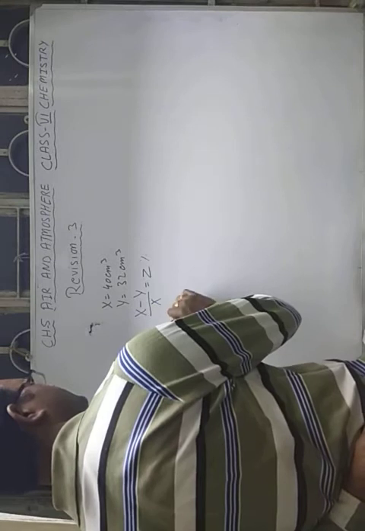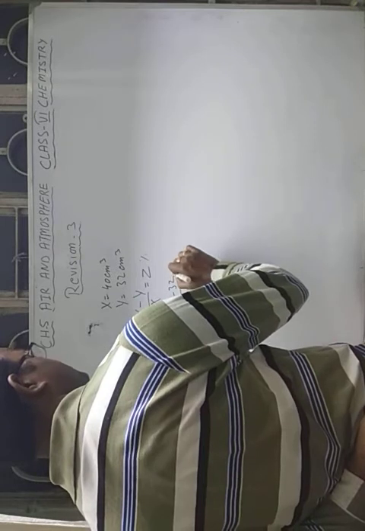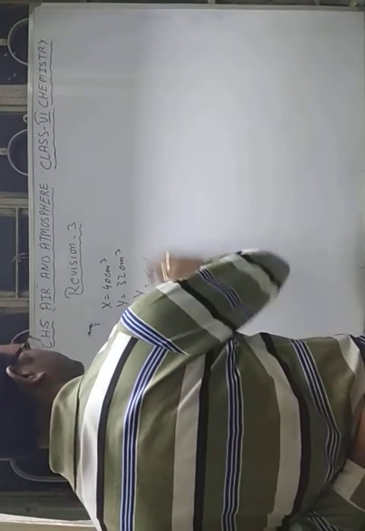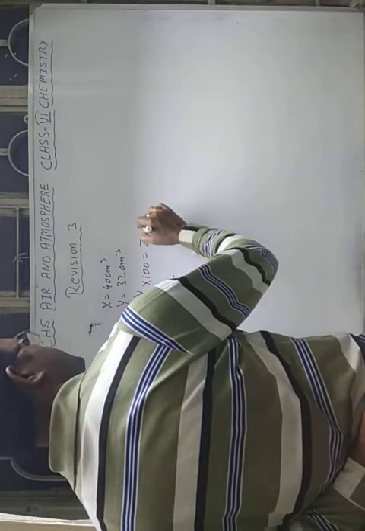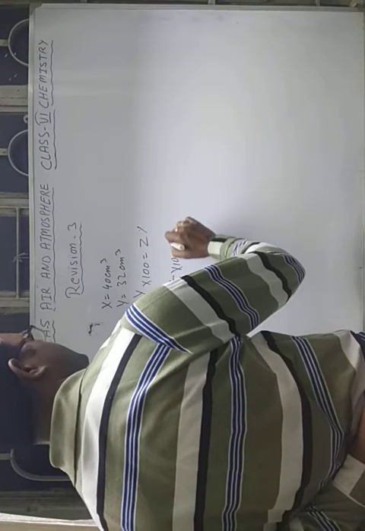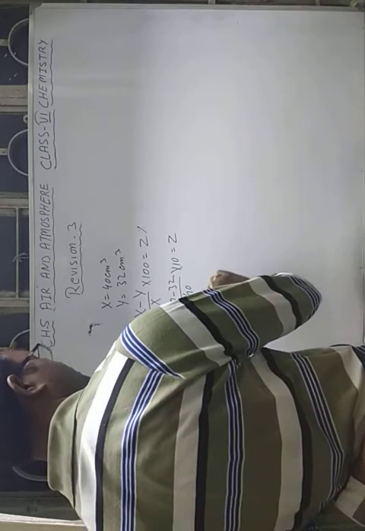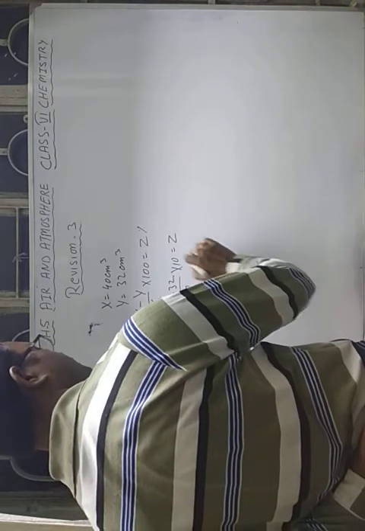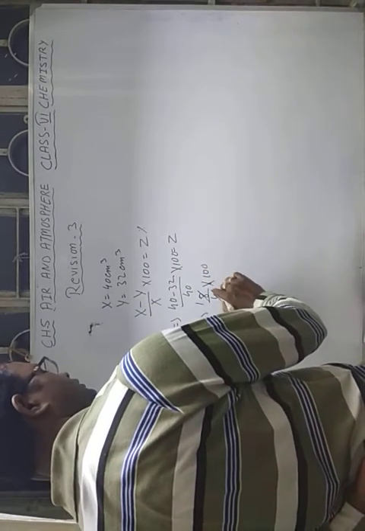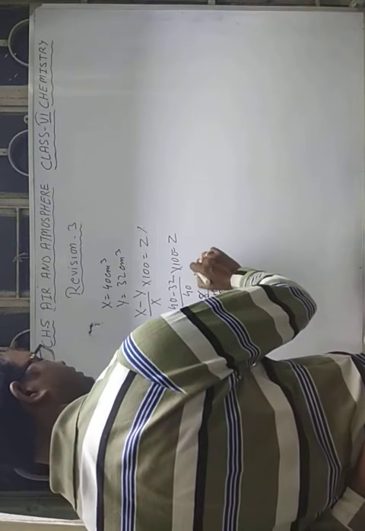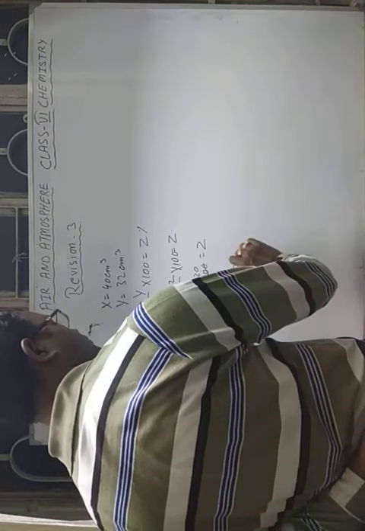So what will we write? X is 40 minus 32 by 40, into 100. You have to change it to percentage, that means you have to write 100 also. So equal to Z% into 100 equals Z. When you calculate, 40 minus 32 is 8, by 40 into 100. So 8 1s are 8, 8 5s are 40, again 5 1s are 5, 5 20s are 100, is equal to Z. So therefore Z is equal to 20%.